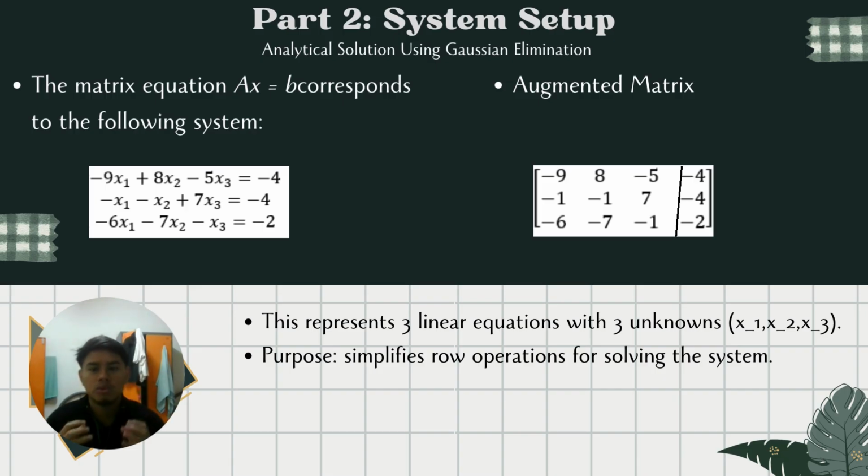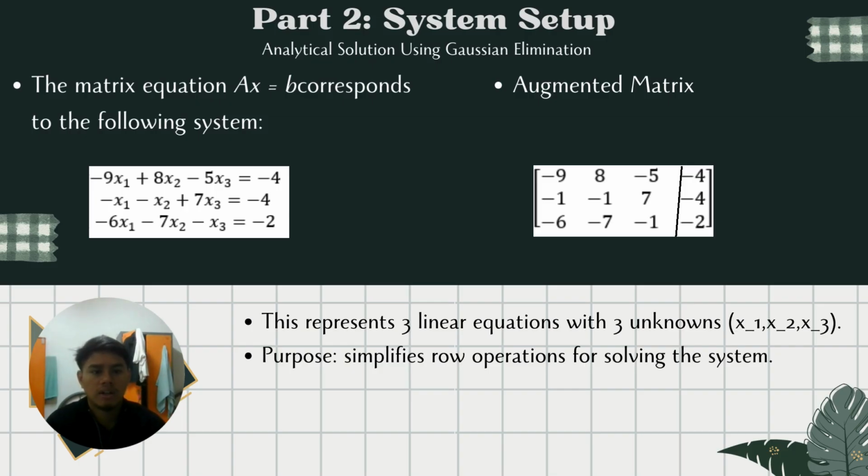The system we are working with is derived from the matrix equation Ax equal to b. It consists of three equations with three unknowns, x1, x2, and x3. The equation, you can see in the picture we give. This represents a typical linear system where our goal is to find the value of x1, x2, and x3.